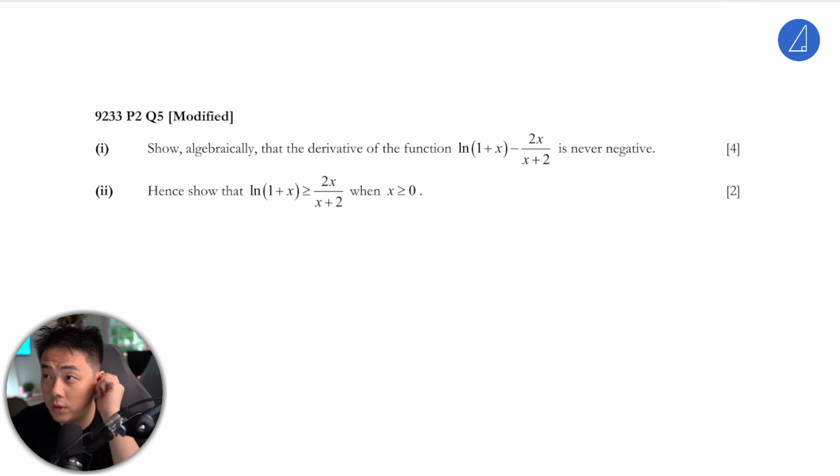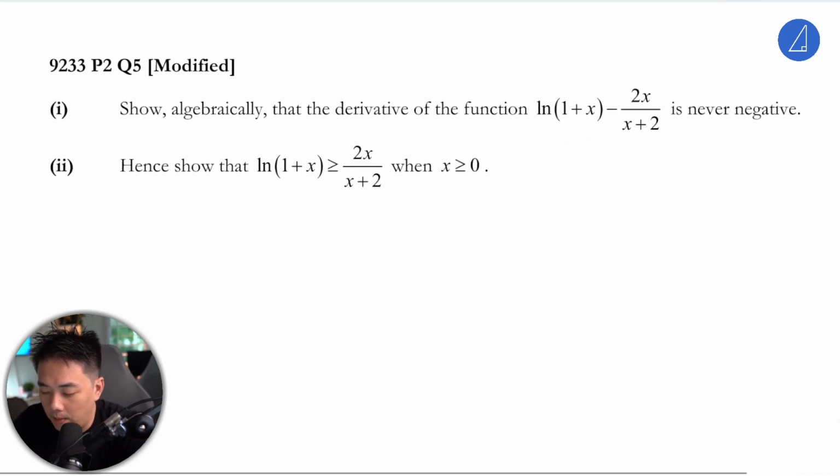Hi students, let's look at this question here, which is on application of differentiation taken from one of the past year papers. We do not know which year, but it's paper 2 question 5. So if you know which year, please do let us know. Show algebraically that the derivative of this function is never negative.